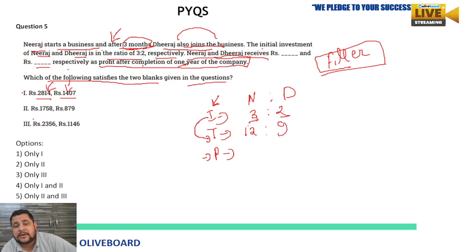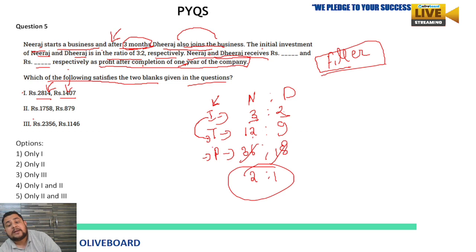So actually, the profit ratio is just the product of investment and time. So 3 into 12 means 36. 2 into 9 means 18. So their profit ratio must be 2:1. And why do I determine this? Because they're asking what Neeraj and Dheeraj receive as a profit after completion of 1 year. So you can fill this out on the basis of the profit ratio, only when you have this ratio.